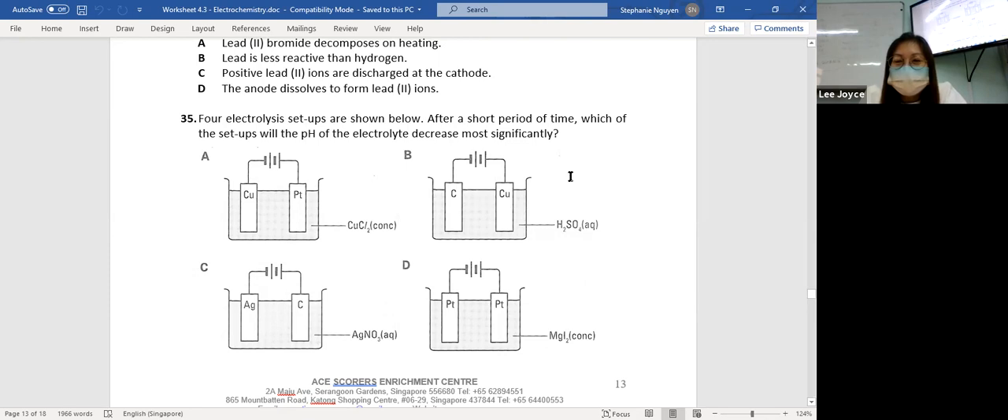So what about option B? In option B, you see your copper is the anode. You will get a depletion of the copper metal. It will turn into Cu2+ ions. Eventually, you will see that the electrolyte will turn blue. What about at the cathode? At the cathode, we'll have the H+ ions discharged to get the effervescence of hydrogen gas. So your final electrolyte will be a blue solution of copper(II) sulfate.